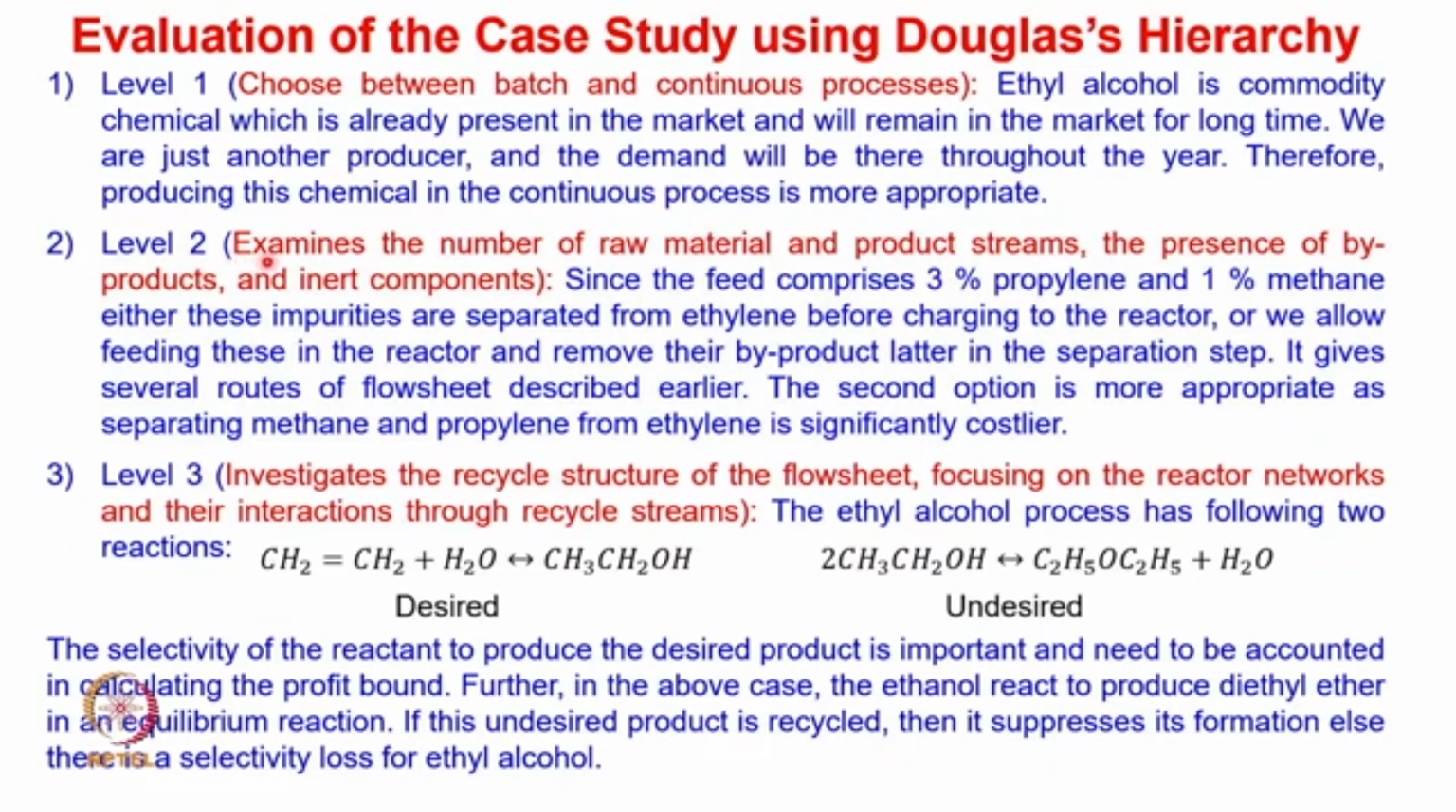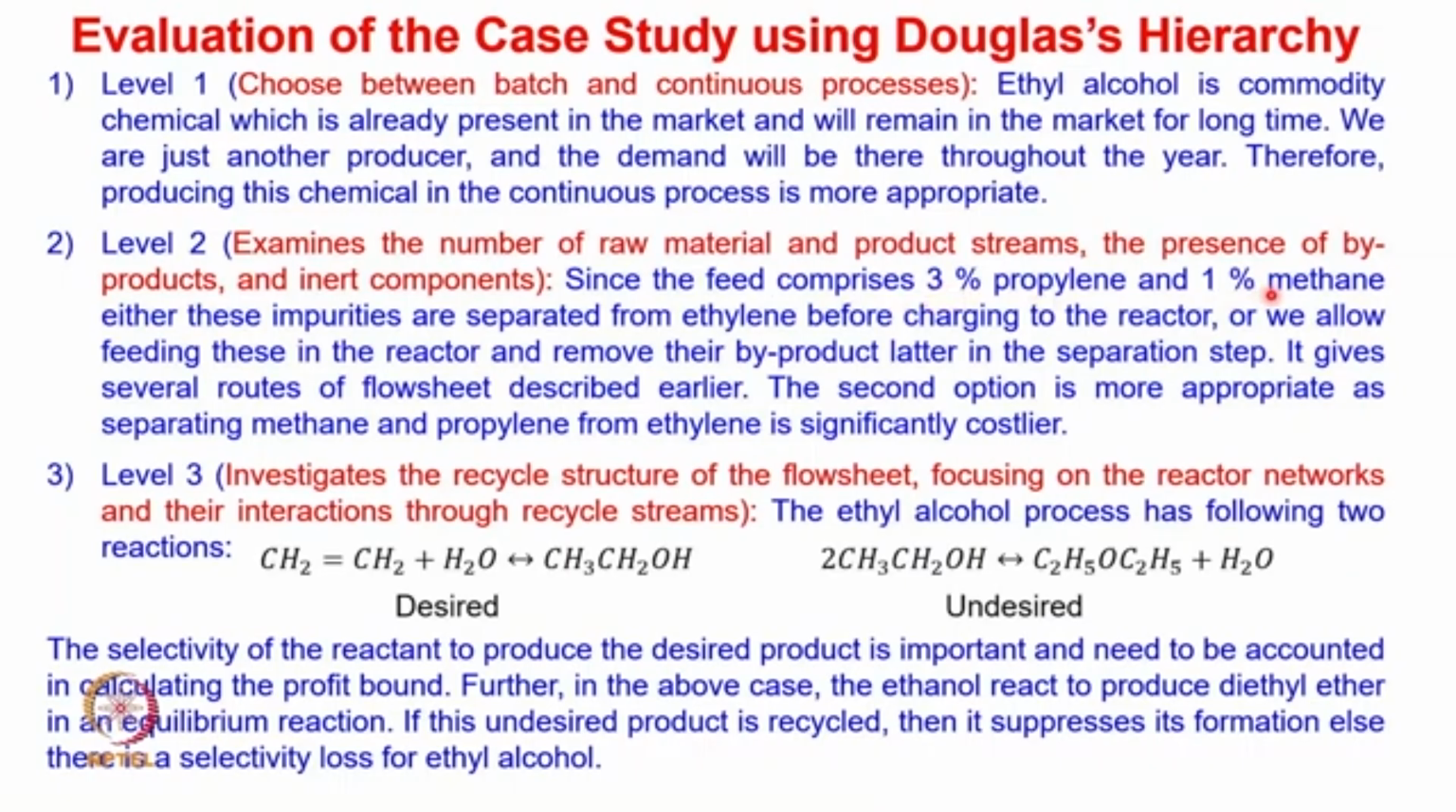Level 2 decision is, we have to examine the number of raw material and product streams, the presence of byproducts and inert components. So clearly you can see that the feed here comprises 3% propylene and 1% methane. We can decide to separate these 3% propylene and 1% methane from the ethylene, but that is going to be costlier, primarily because it will require a heavy duty condenser. So that is not a viable option. So in such cases what we can do is, we can pass this propylene and methane directly to the reactor, and then we can separate the byproduct or these reactants in the separation steps.